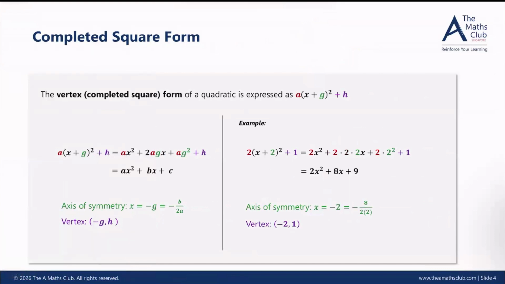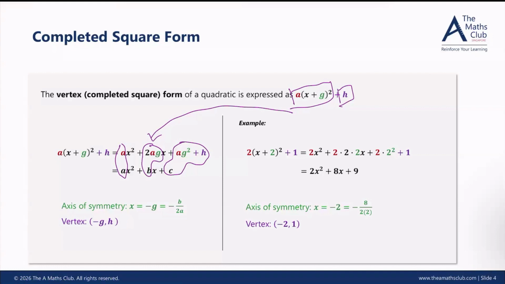Now, let's take a look at the completed square form of a quadratic equation. The vertex, or a completed square form of a quadratic, is given by a perfect square plus or minus a constant. This can be expressed in the standard quadratic form ax squared plus bx plus c. You don't have to memorize this, but it helps to understand where this comes from.